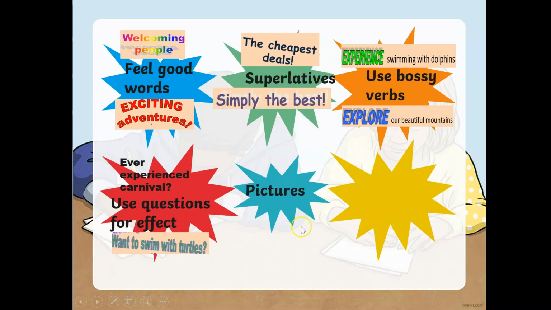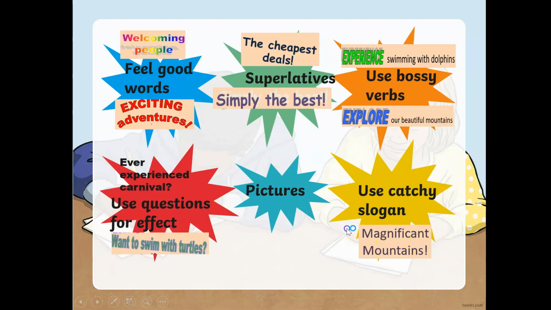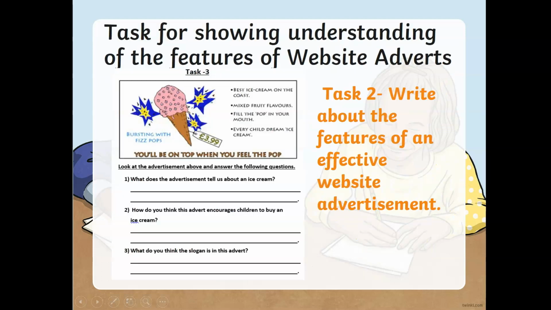Then pictures, yes, pictures play a major role in website adverts. You need to include pictures. Then catchy slogans, as I already told you, "magnificent mountains." If you can think of anything else, or something else which can be a feature and which one should remember as an important feature in website adverts, please do share with us.